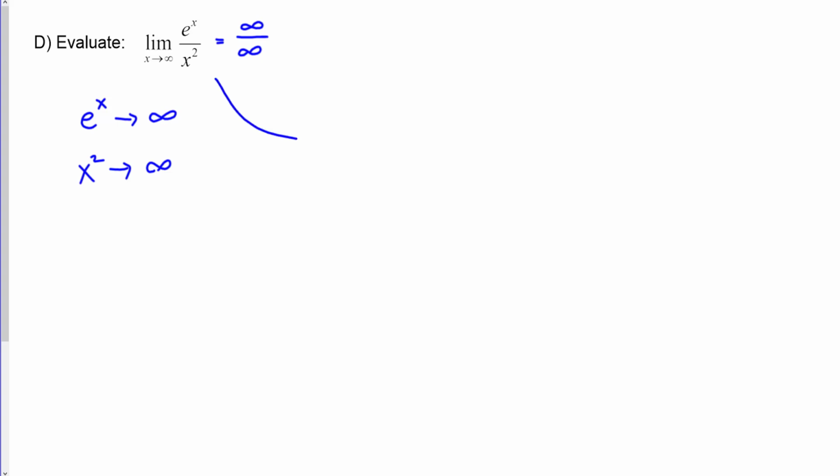So this will become, after we apply a round of L'Hopital's rule, the limit as x approaches infinity, e to the x is its own derivative, so that's just e to the x. X squared's derivative is 2x. Now again, if we look at what happens to this limit as x goes to infinity, the numerator would be infinity, the denominator would also be infinity. But there's no reason that we can't apply L'Hopital's rule a second time. Sometimes you might have to do it 4 or 5 times until you can finally get a result.